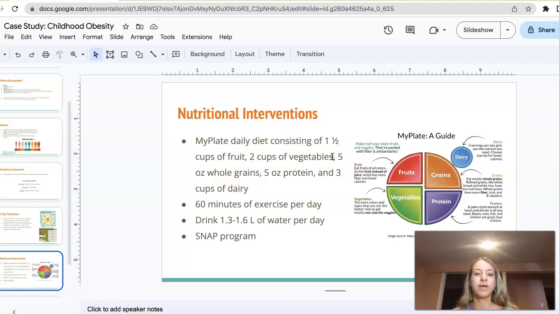And then I want to throw in just a SNAP program that could be beneficial for both the patient and her family as well. The SNAP program is a program that provides food benefits to low-income families to supplement their grocery budget to afford nutritious foods.